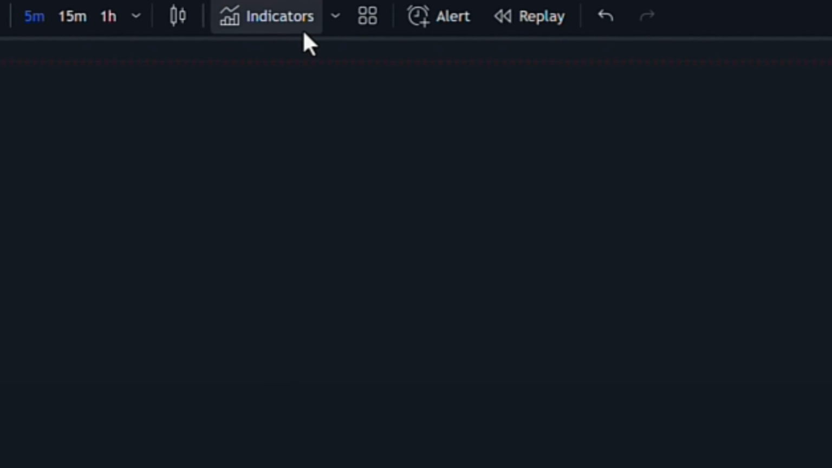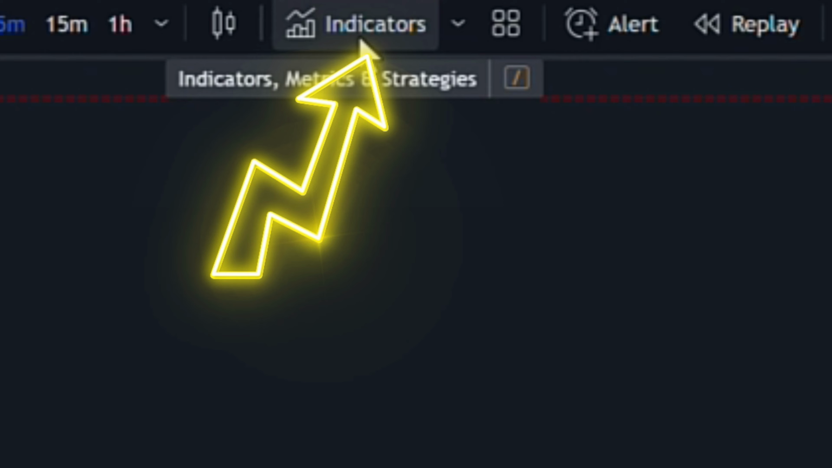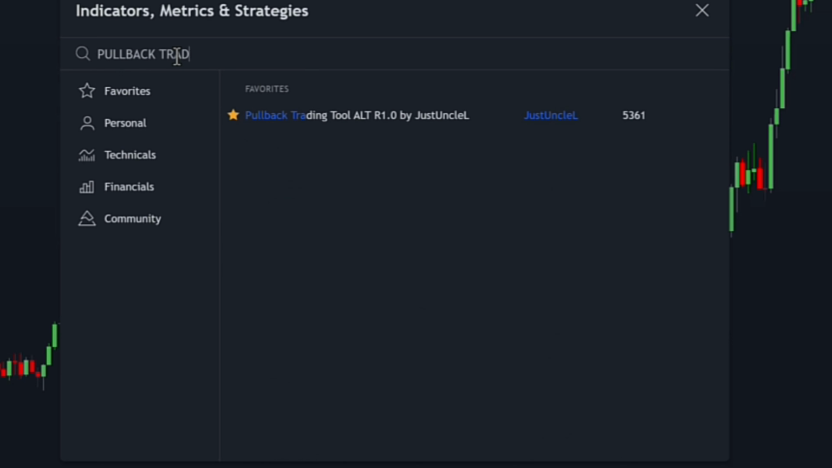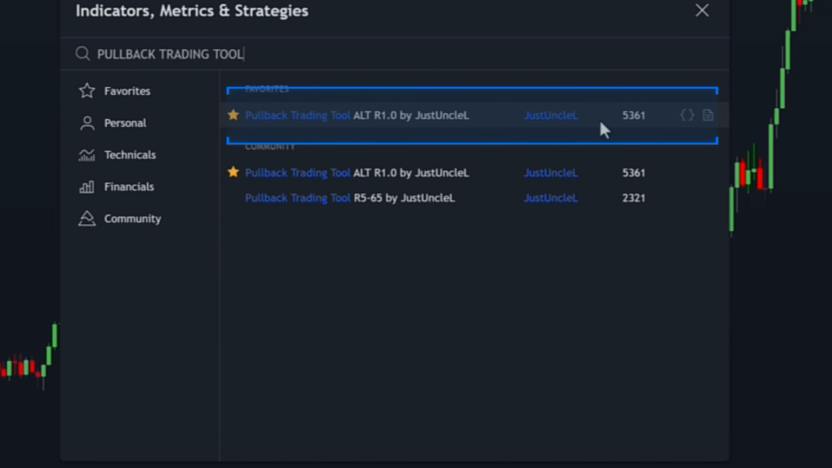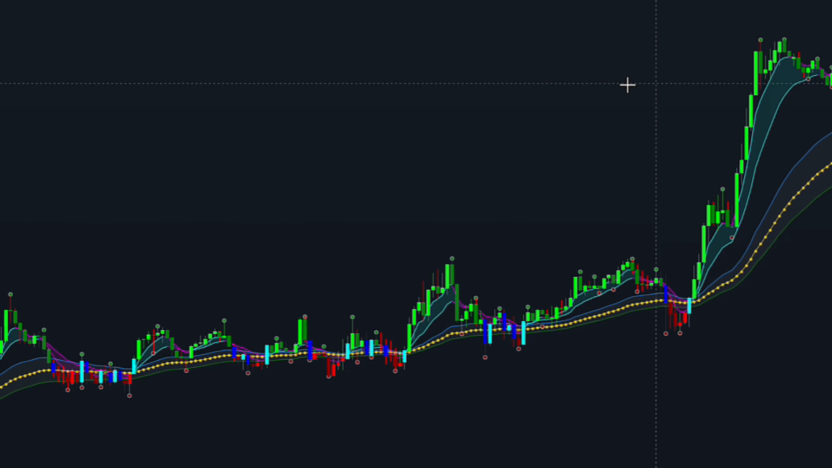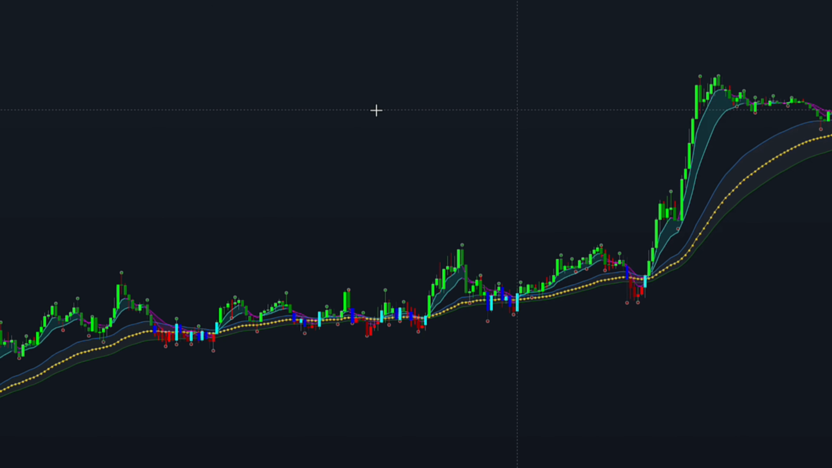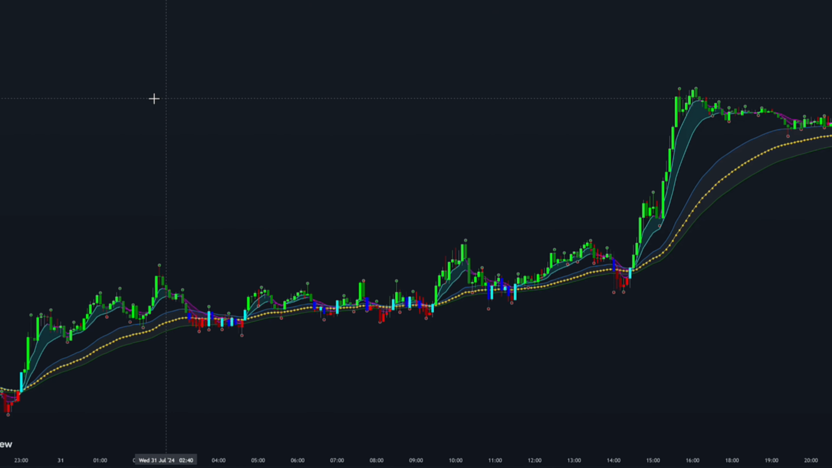Look at the top of the TradingView interface and you'll see a button labeled Indicators. Click on it, a search bar will appear. Type in Pullback Trading Tool and you'll see a list of results. Find the one that matches and click on it to add it to your chart. Once the indicator is added, you'll notice some new lines and signals on your charts. These are designed to help you spot pullbacks.